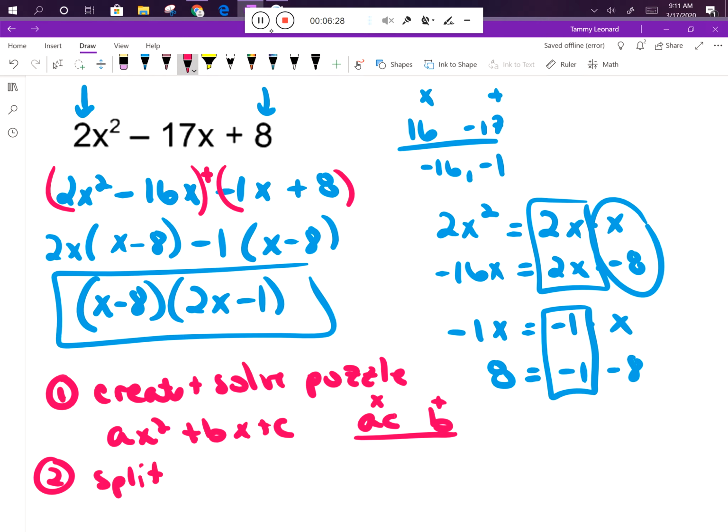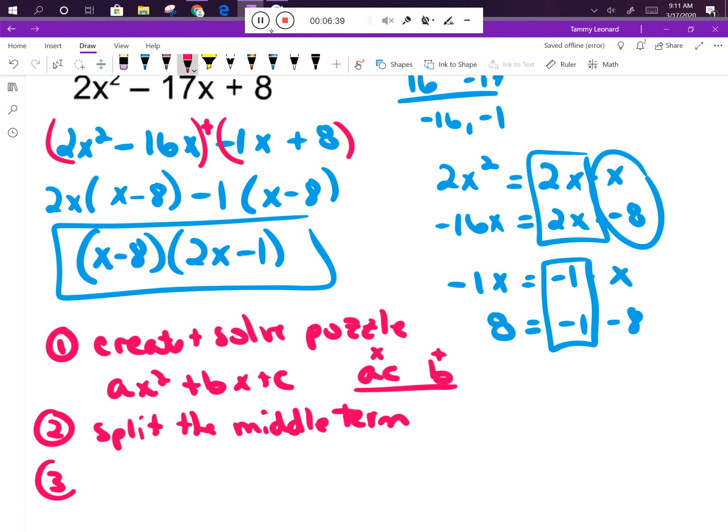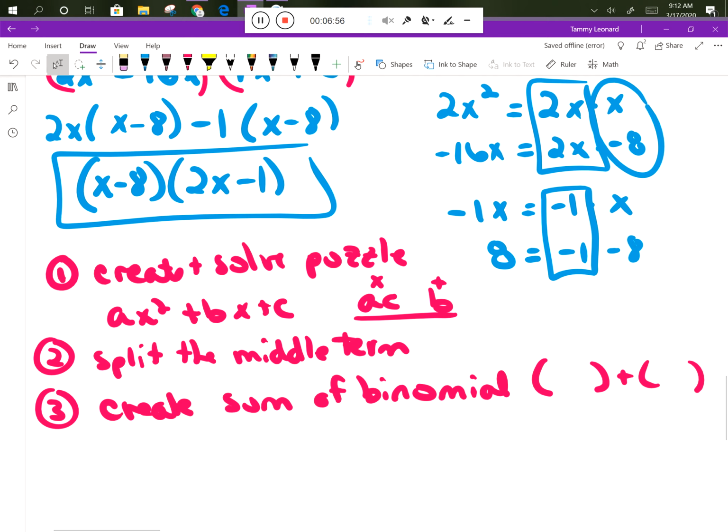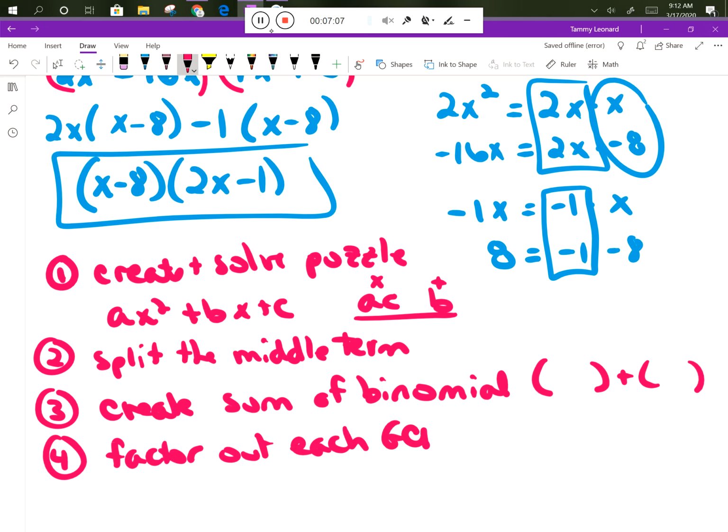Step 2 is to split the middle term using the two numbers that you just found in the puzzle. Step 3 is to create the sum of binomials. So that's when we group the first two terms together, we make sure that there's a plus sign, and we group the last two terms together. Once we've done that, we factor out each GCF. So that's where we take a number and we factor it outside of the first set of parentheses, and then we have another number that we factored outside of the second set of parentheses.